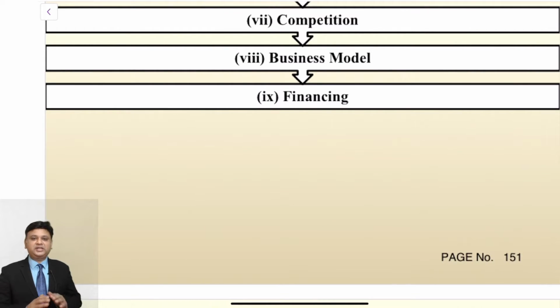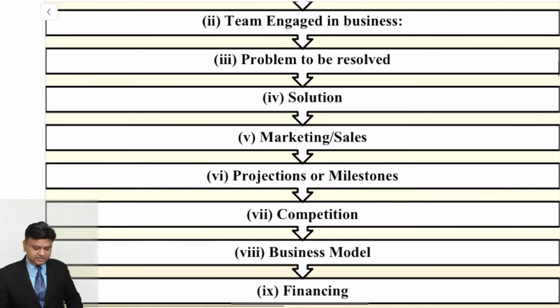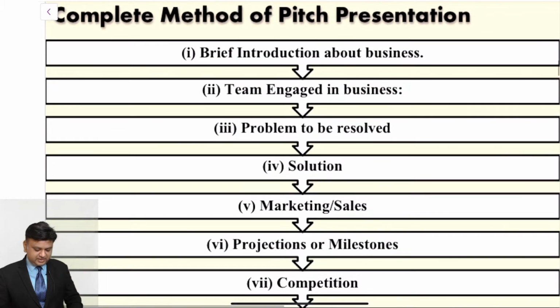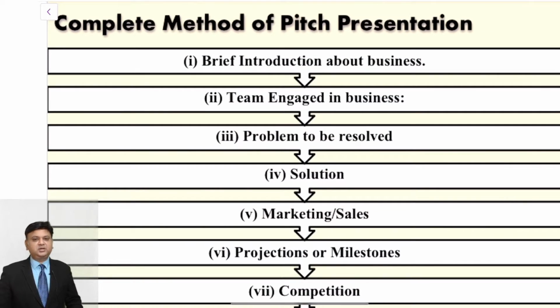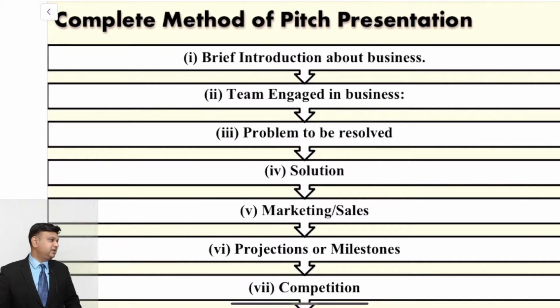Competition: who else is there in this kind of business and what achievements they have made so far. The business model: how you are going to structure your business. And the last is the financing you are expecting from the opposite party. And of course, the sequence in which they have provided has to be maintained.